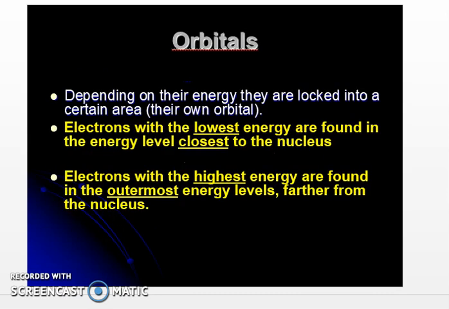So here's a big one here. The electrons with the lowest energy are found in the lowest energy level, which is closest to the nucleus. Electrons with the highest energy are found in the outermost energy level, further from the nucleus. So essentially, the further and further away from the nucleus an electron is, the higher and higher the energy is of that electron.